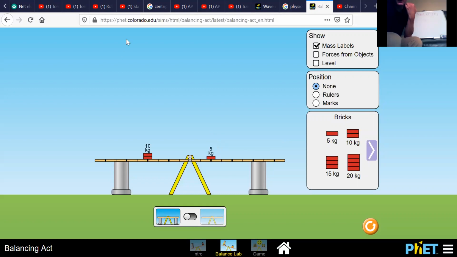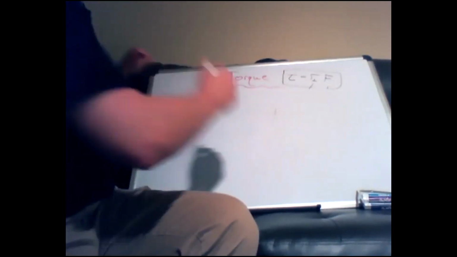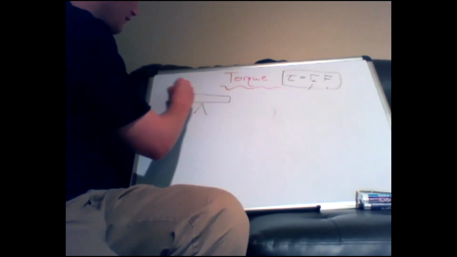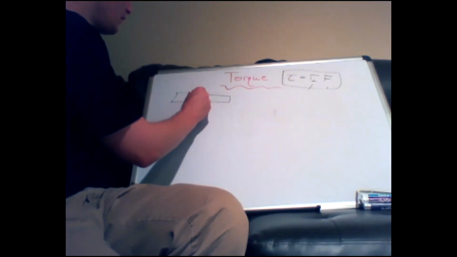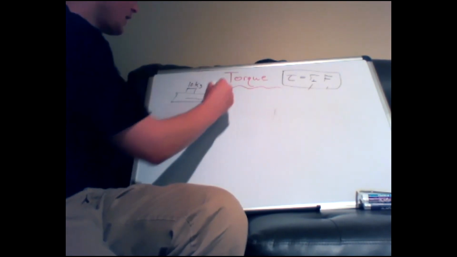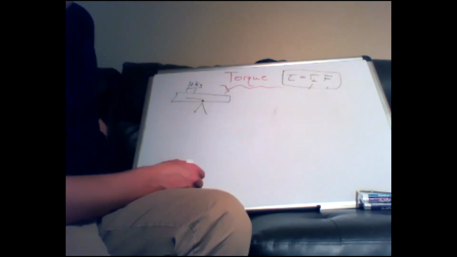Well, let's go back. All right, so what we have here is a little fulcrum. I'll draw it right over here. We have a fulcrum, and then we have a little balance beam right here. Here is our pivot point, and then we have an object of mass 10 kilograms, and then we have an object of mass 5 kilograms, and the question is where do we put it so that it balances out?